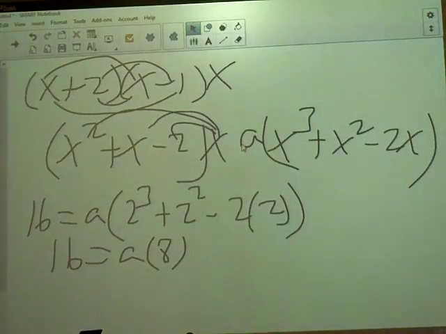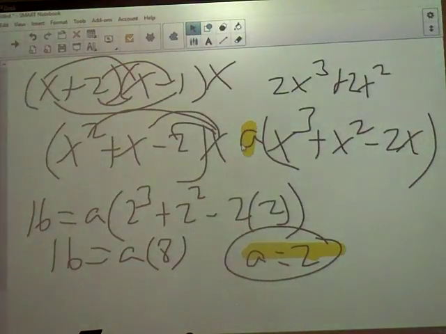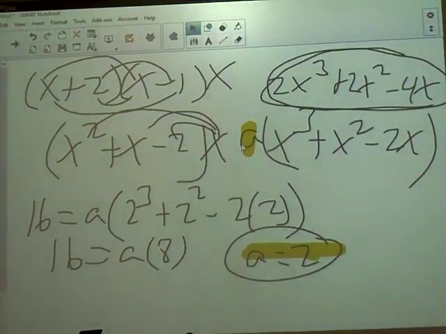So what's our A? How do we solve that for A? Divide by 8. And our A is 2. So you take that A, come back up here, and distribute it. So you would have 2x cubed plus 2x squared minus 4x would be your final answer.